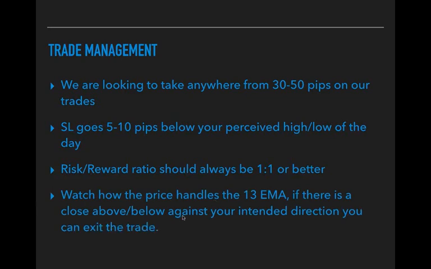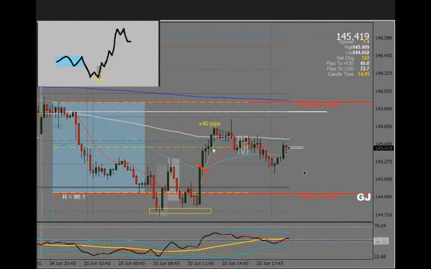So watch how the price handles the 13 EMA. If there is a close above or below against your intended direction, you can exit the trade. What do I mean by that? Let's look at another example, of GJ. This is GJ, and this was also on Monday. This was another type 1 pair example.